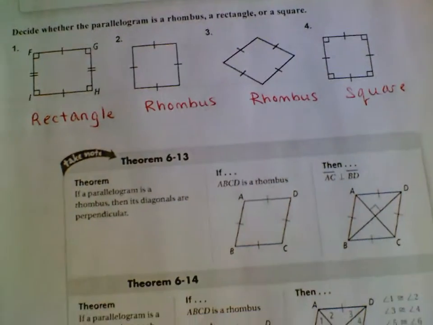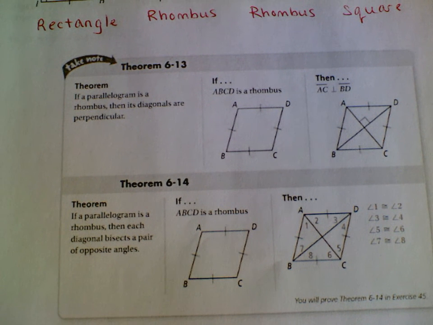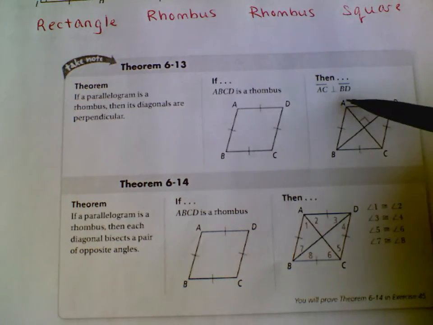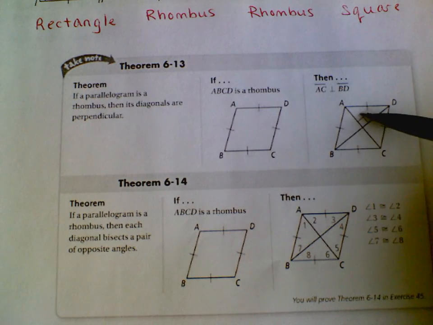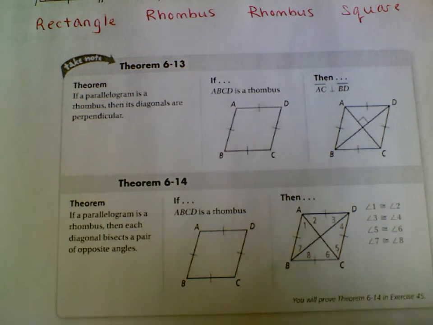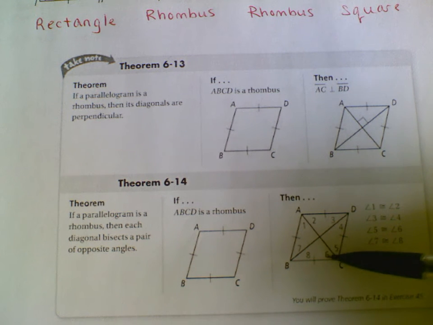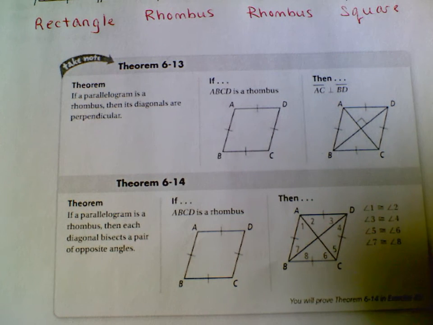Now you're going to get into some different types of theorems that tell you specifics about them. So the first one, if a parallelogram is a rhombus, then its diagonals are perpendicular. So notice that if I have a rhombus, then my diagonals will always intersect and form a 90-degree angle. The second one says if a parallelogram is a rhombus, then each diagonal bisects a pair of opposite angles. So if I have a rhombus, then my diagonal will split these angles into halves so that I know that these are congruent to each other.